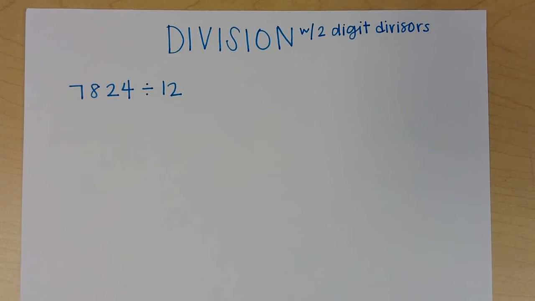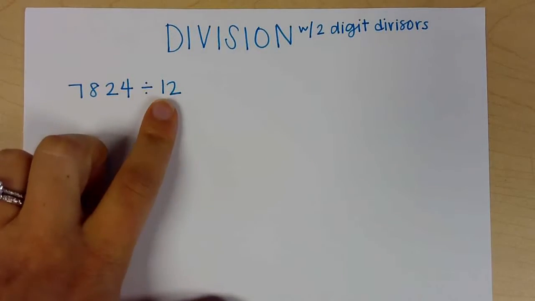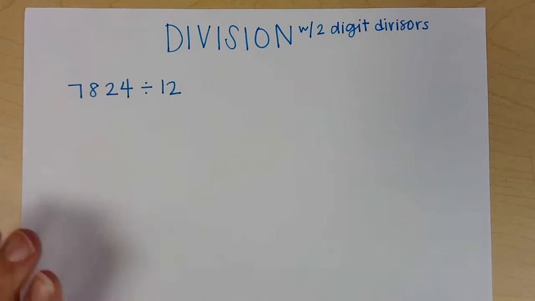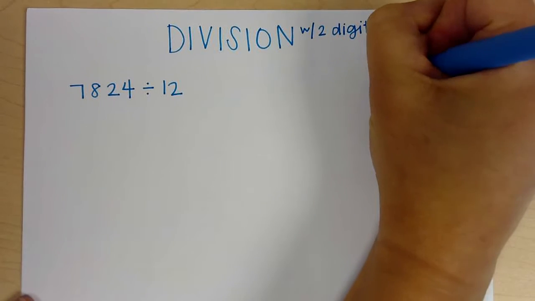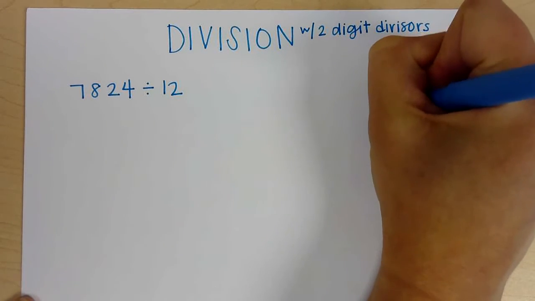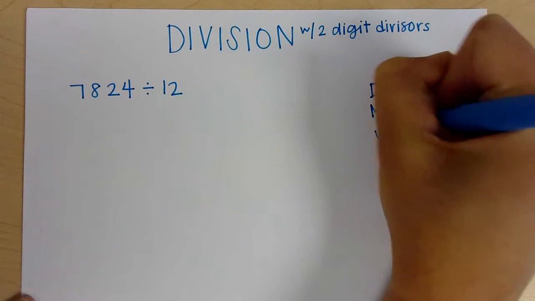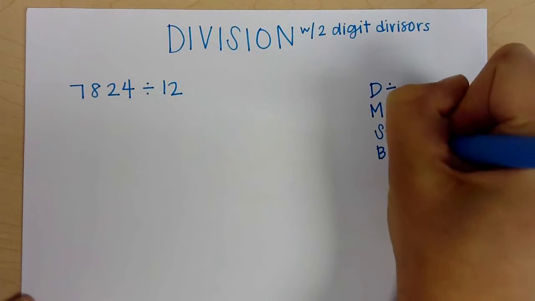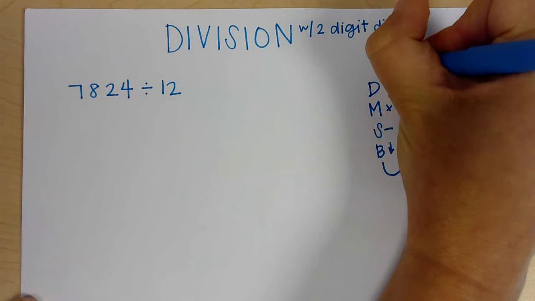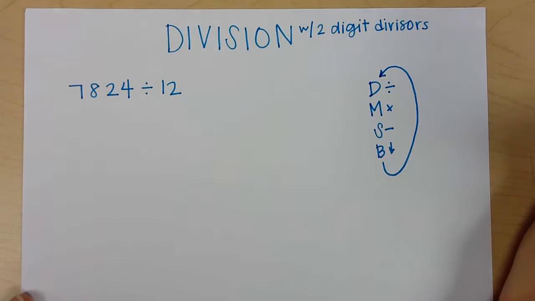Today we're going to talk about division with two-digit divisors. Now, when we divide, it doesn't matter if we have 2 digits or 1 digit or 5 digits, we're going to follow the same steps. And that first step is to divide. Our second one is to multiply. Third, we subtract. And fourth, we bring down. Then we go ahead and do it all over again.